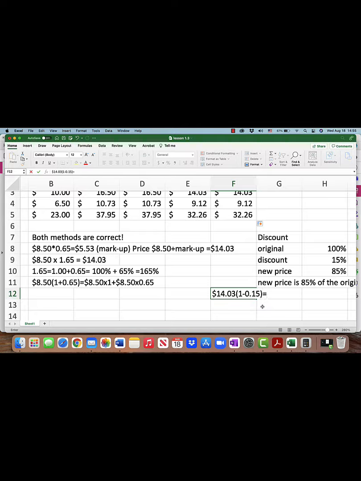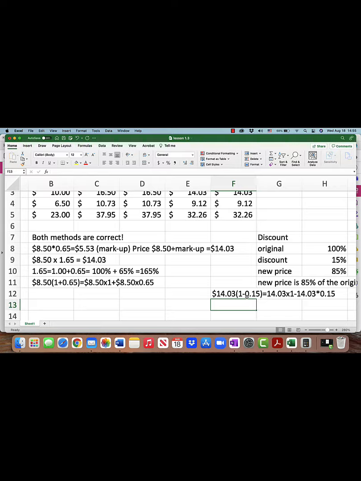So if you distribute this, check this out. You're going to get 14.03 times 1, which is the original price, minus 14.03 times 0.15. So by looking at that distributive property, you kind of see what's going on right here. You see the original price minus discount. So that number, 0.85, incorporates two things together.